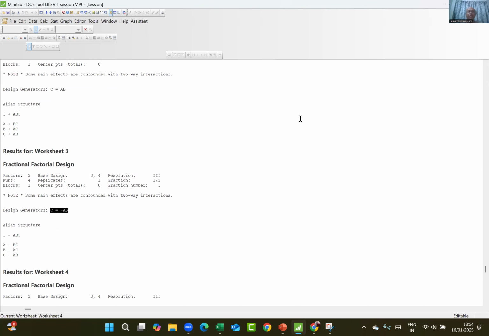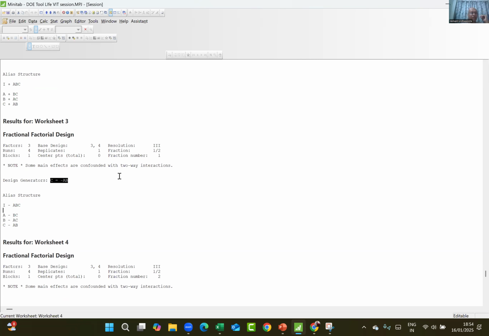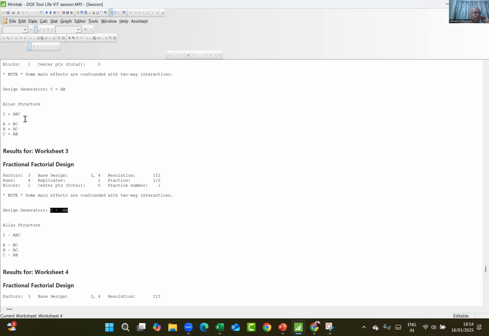This is called the design generator, which means you can generate it from the lower level design also. If you select it from the higher level, then it is the identity column. I is called the identity column, and plus ABC means you have selected runs related to plus ABC.